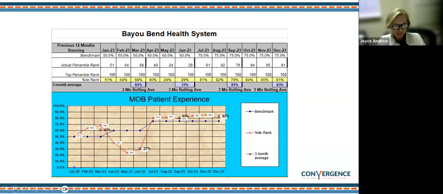So I hope this helps you kind of understand a little bit about the process for improvement. There is a plan. You have to look at it, work it out, decide where you want to go with it, set your goals, and dig in.